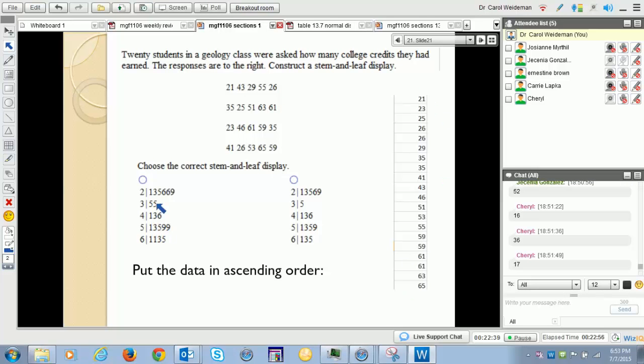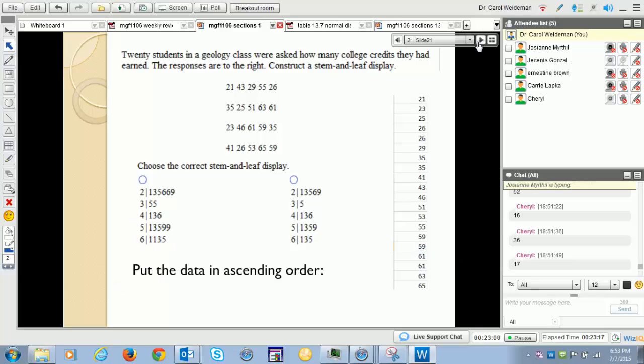21, 23, 25, and notice again, two 26s. The one on the left right here only has one 6. You have to have a leaf for every data value. So there's two 26s. If you look down here, there must be two 59s. There are, and there's two 61s. So this is the correct display.